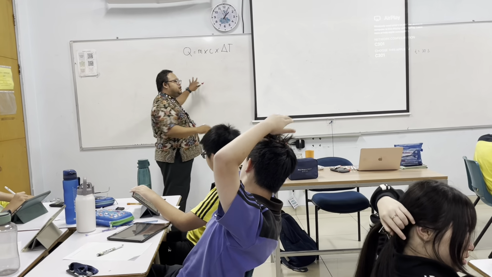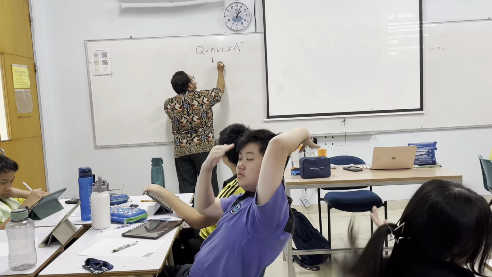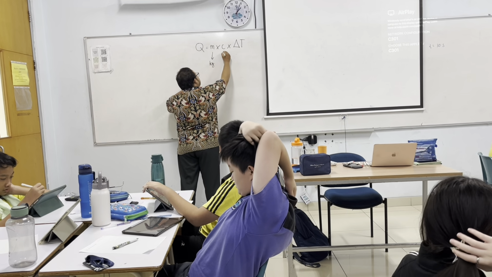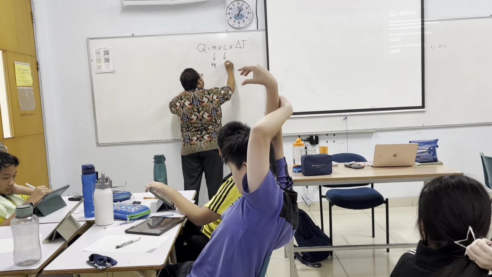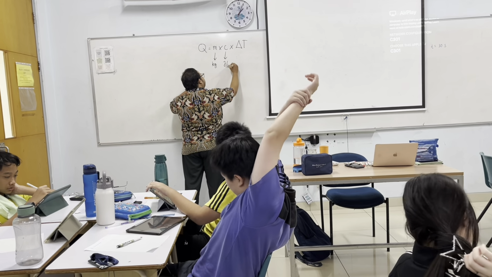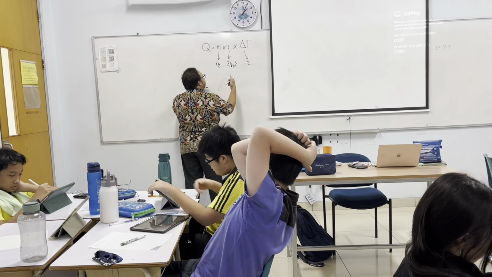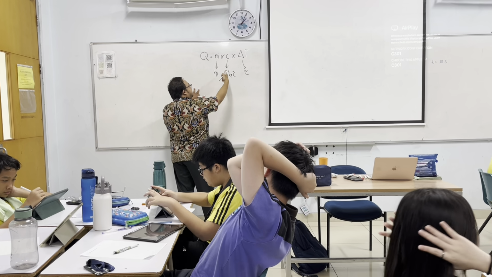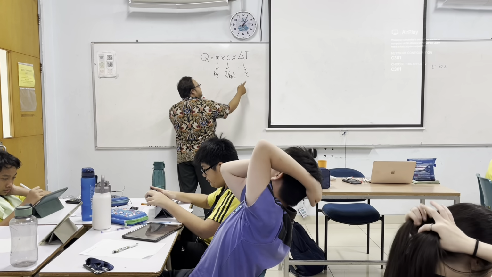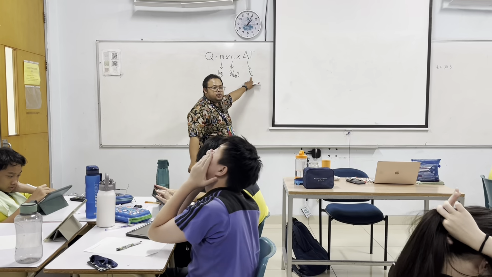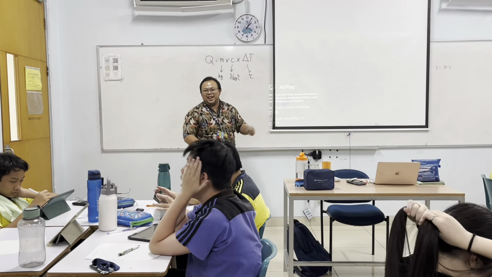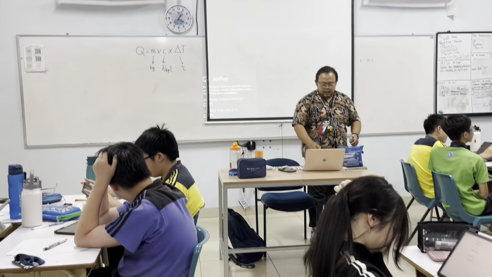Anyone still remember the unit of mass? Kilograms. And the specific heat capacity? Joule per kilogram degree Celsius. In here, we use degree Celsius. If the specific heat capacity is per Kelvin, so the change of temperature we use Kelvin, right? Okay. Let me draw.